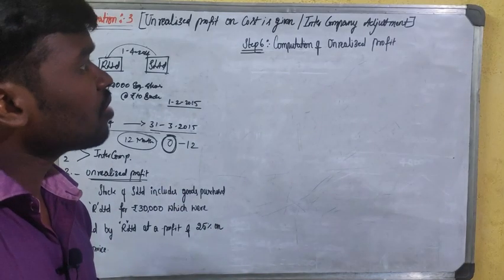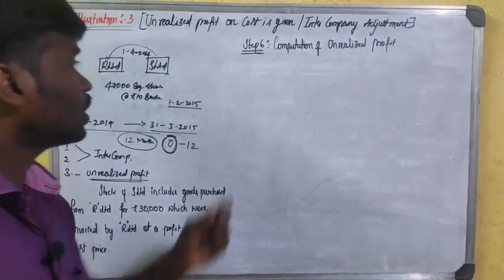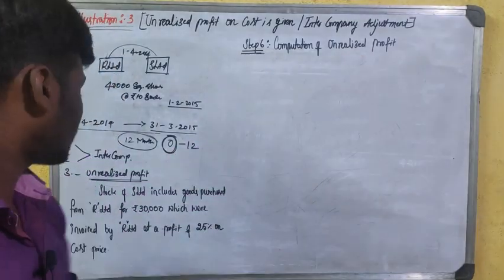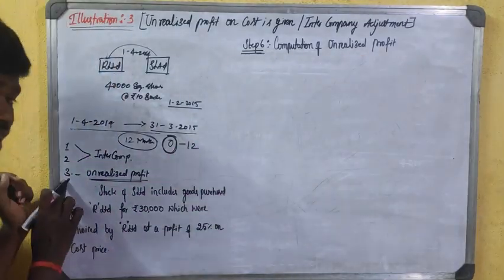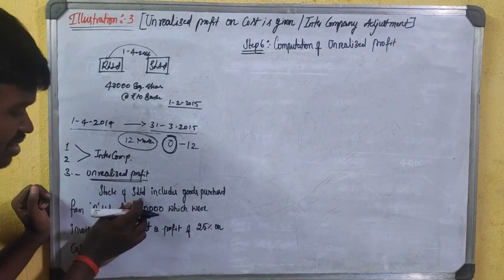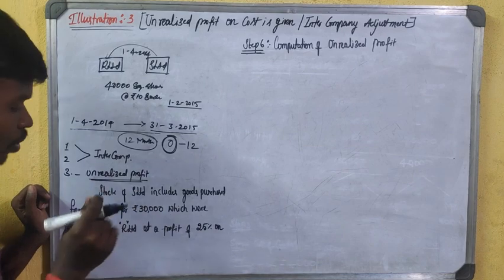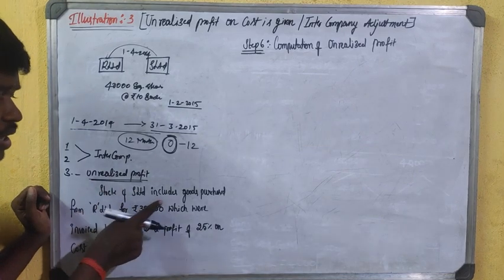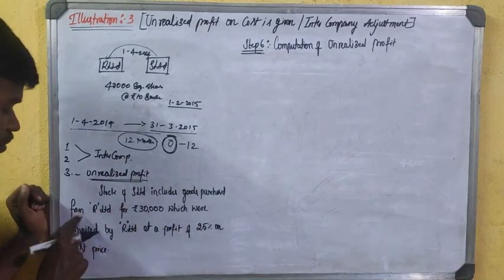Related to computation of unrealized profit. Okay, so regarding unrealized profit, there is an adjustment. See, that is the third condition regarding unrealized profit. Stock of S Limited includes goods purchased from the R Limited.